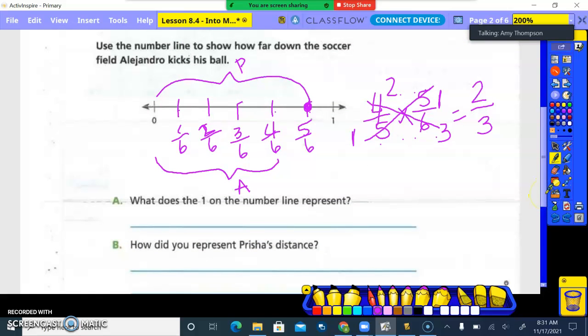So let's look at letter A. What does 1 on the number line represent? So 1 on our number line, right here, that represents the what? The whole length of the field, right?